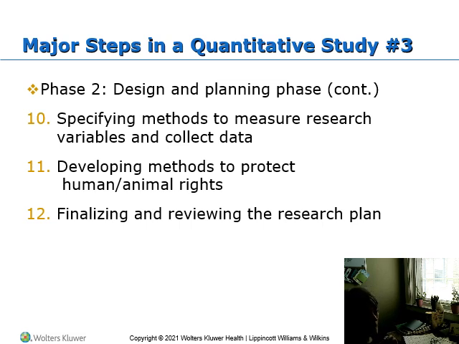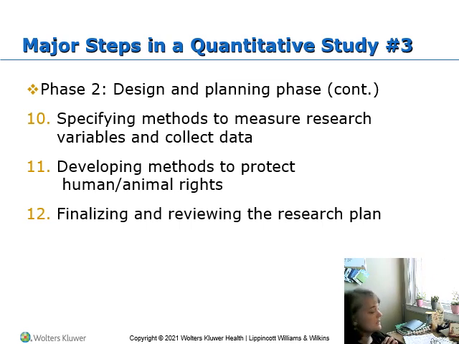We'll talk a little bit about IRB when we talk about ethics of research, but developing methods to protect animal and human rights. So when we look at some research studies that have been unethically done throughout history, we think of studies like the Tuskegee Airmen study, where the researchers actually inflicted syphilis on a group of high-risk individuals and watched to see how that played out, essentially.